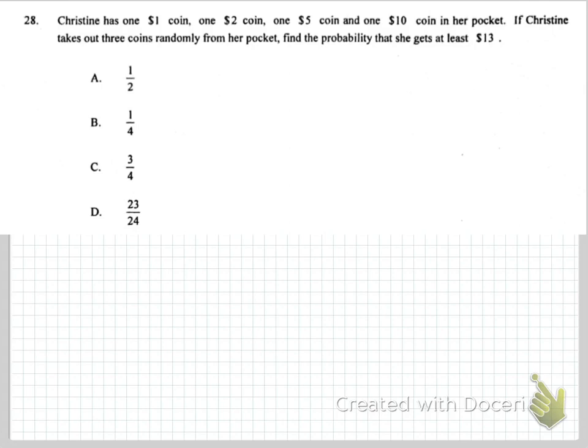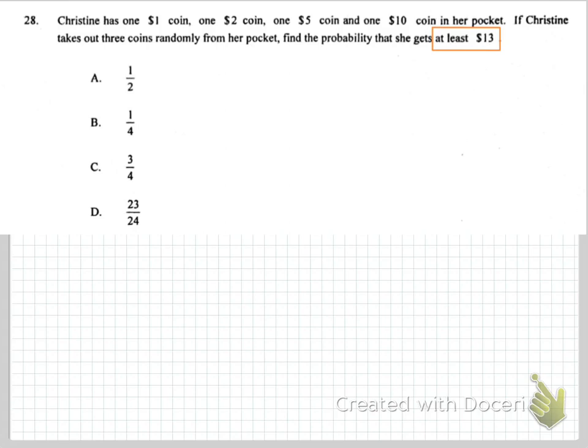Christine takes out 3 coins randomly from the pocket. Find the probability she gets at least 13. All right. So now first of all, is it dependent or independent? Is it with replacement or without replacement? Think about it. It's not mentioned in the question, right? You have to think about it from the context.